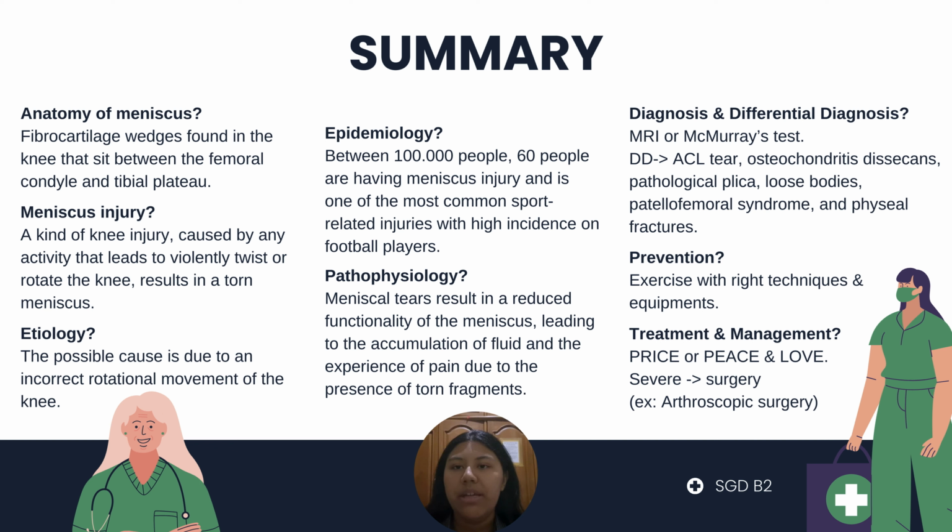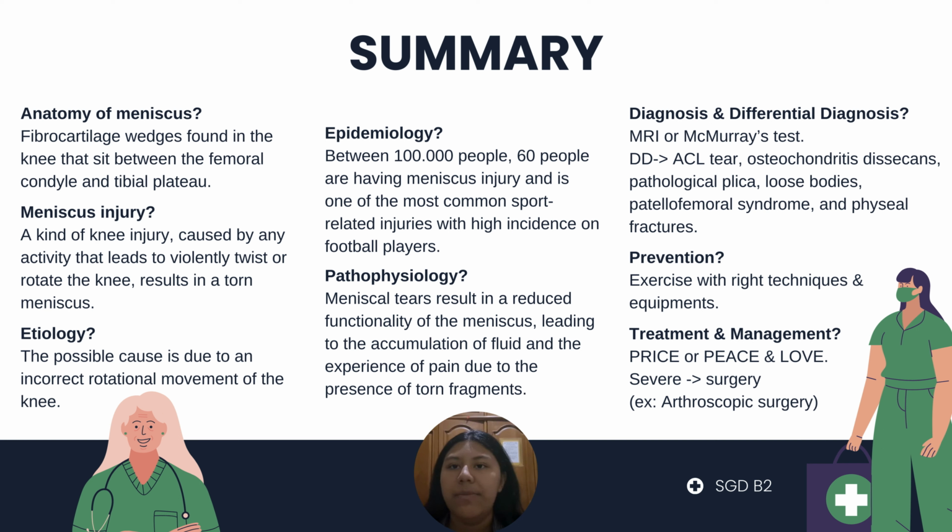For the pathophysiology, meniscus tears result in a reduced functionality of the meniscus, leading to the accumulation of fluid and the experience of pain due to the presence of torn fragments. For the diagnosis, it can be done with MRI or McMurray's test. The most common differential diagnoses of meniscus injury are ACL tear, osteochondritis dissecans, pathological plica, loose bodies, patellofemoral syndrome, and osteochondral or physeal fractures. For the prevention, it can be done by exercising, warming up, and using the right equipment and techniques.